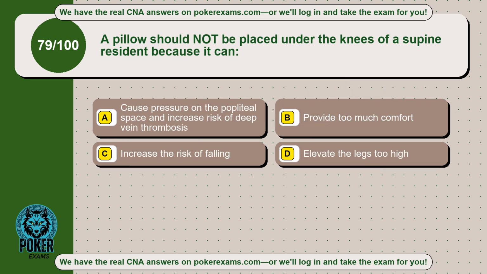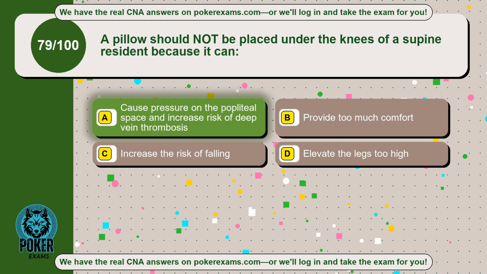Question 79. A pillow should not be placed under the knees of a supine resident because it can: Option A, cause pressure on the popliteal space and increase risk of deep vein thrombosis. Option B, provide too much comfort. Option C, increase the risk of falling. Option D, elevate the legs too high.